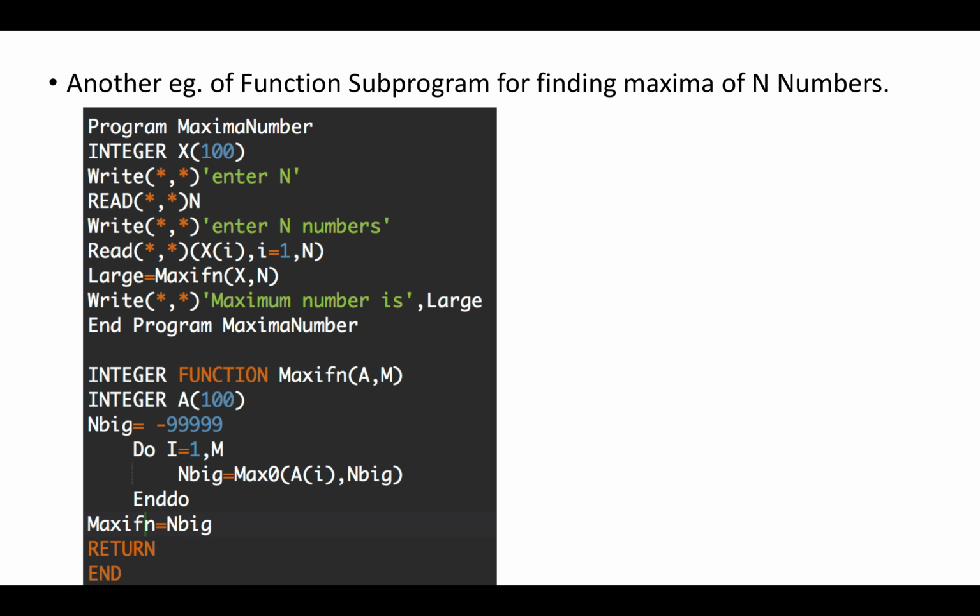So then I have to define the integer function. Why integer? Because I have defined the array as integer. So this array has integer values only. So if you want to find the largest number in this array, it will also be an integer. So the data type of function should be integer, because we are returning the output through the name of the function.